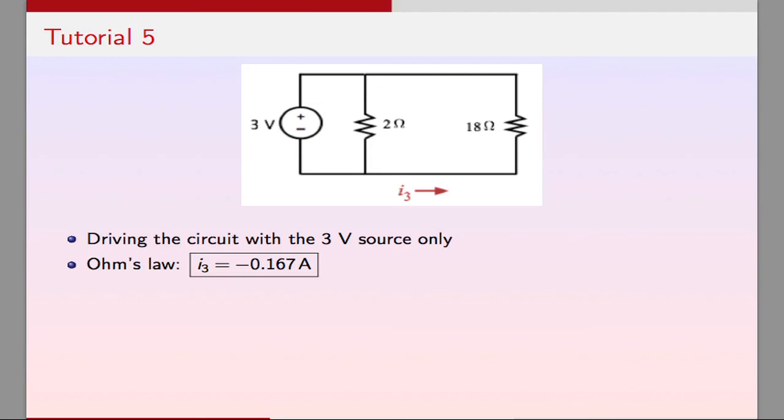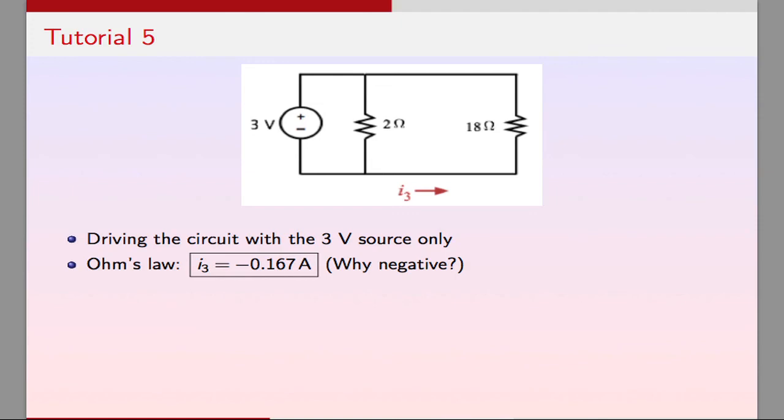0.167 amps. Now I want you to think about why I3 is negative. I'm sure you'll figure it out. Just think about it for a little bit. Okay, so we're almost done.